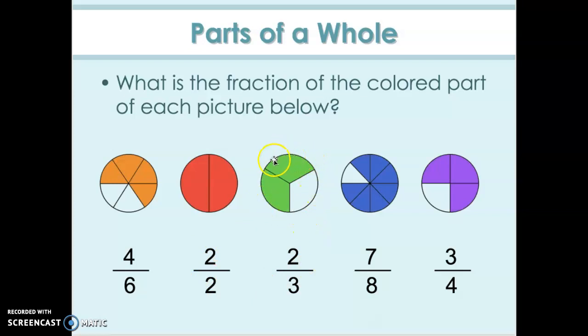This next one, there's 3 total. 3 is the total number, and 2 are shaded in. So it'd be 2 over 3. 3 is the total, 2 is the colored part. This next one, there are 8 slices, and there are 7 colored in. In this next one, there are 4 total and 3 colored in. So 4 would be the total, the 3 would be how many are colored in.